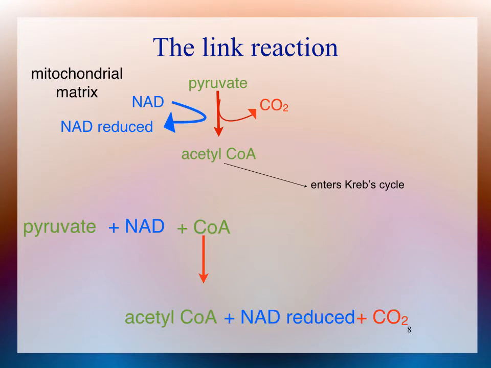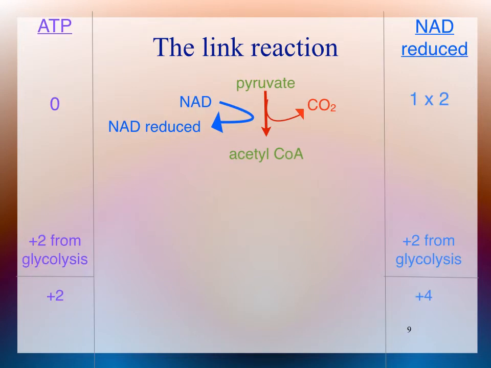So what is the overall reaction? You've got pyruvate plus NAD plus coenzyme A forming acetyl coenzyme A plus reduced NAD plus carbon dioxide. So if you were to write 2 columns, one for ATP, one for reduced NAD, so that you can tally up what the overall yield is, you'll notice in the link reaction you have no ATP being formed, but you do have 1 NAD reduced being formed.